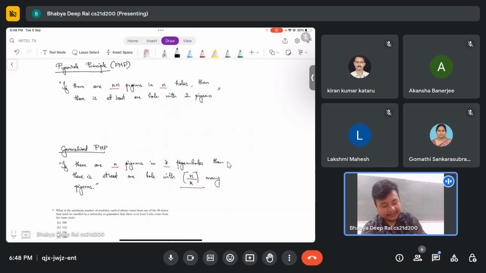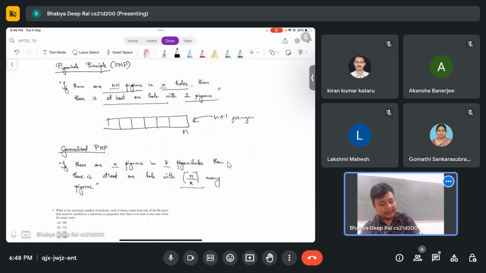The statement says the following: if there are n plus 1 pigeons in n holes, then there is at least one hole with 2 pigeons. At first glance, it is quite obvious. If you have only n holes and you are trying to fit n plus 1 pigeons, and I put one pigeon in every hole, I'm left with 1 pigeon. So if I've put n plus 1 pigeons in these holes, at least 1 pigeon is staying in one of the holes. So the statement is saying that there is at least one hole with 2 pigeons. This is simply the pigeonhole principle.